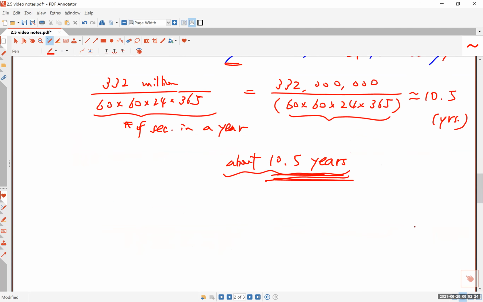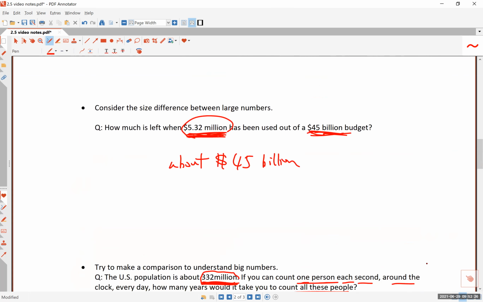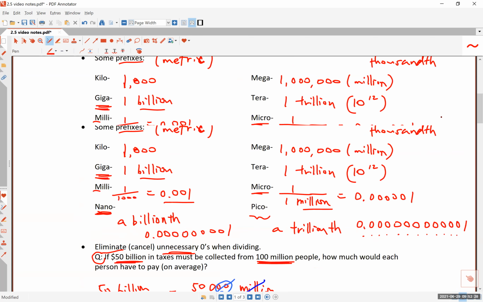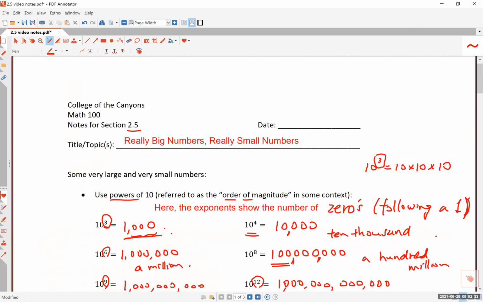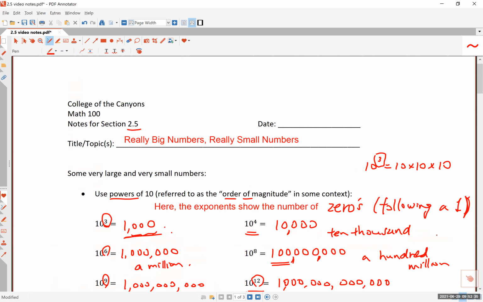Learn to work with these large numbers. You don't have to necessarily memorize all of these prefixes, but learn not to be intimidated by very large numbers.